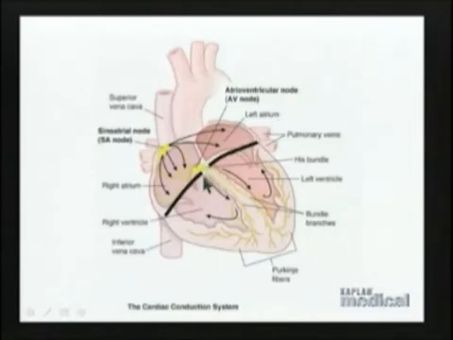Right there. And passing through that defect, there is a bundle of specialized cardiac muscle passing from the atrial septum to the ventricular septum, and that bundle is called the atrioventricular bundle, or the common bundle, or the bundle of His. All mean the same thing. And that common bundle, or AV bundle, or bundle of His, passes from the atrium to the ventricle, and therefore is able to carry the atrial depolarization to the ventricle.